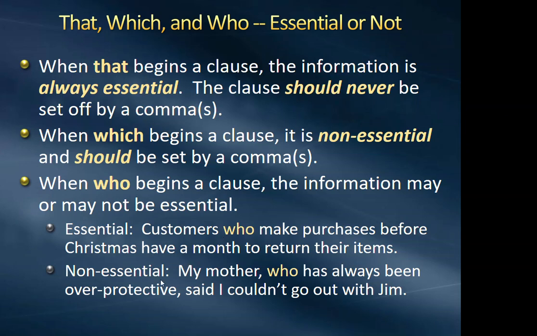Here's an example of using who to set off non-essential information. My mother, who has always been overprotective, said I couldn't go out with Jim. So this sentence still makes sense and still has the same meaning. My mother said I couldn't go out with Jim. You've just thrown in some extra information, so you're going to need to use commas to set it off.